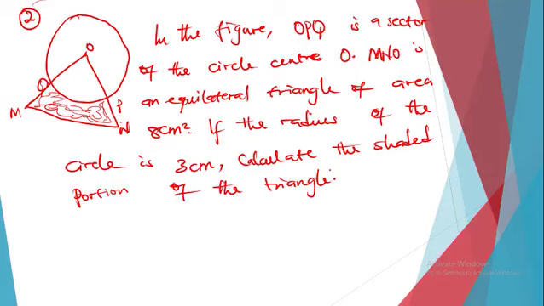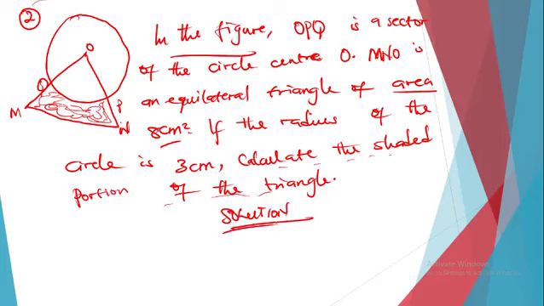Example number 2. We have example 2 on the screen. It says in the figure here, OPQ is a sector of the circle center O. MNO is an equilateral triangle of area 8 cm squared. If the radius of the circle is 3 cm, calculate the shaded portion of the triangle.